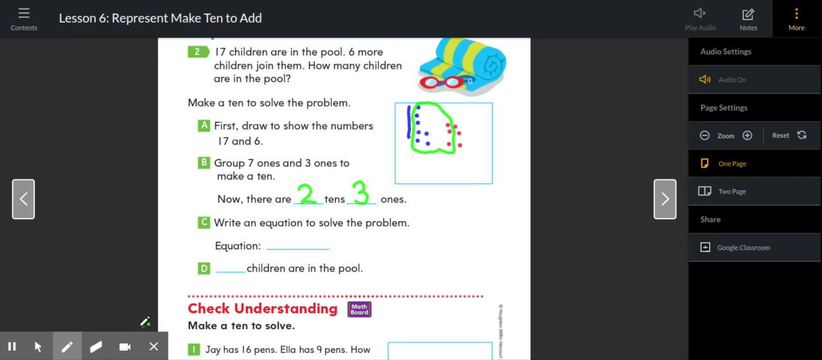So write an equation to solve the problem. I'm going to change that color. I think that green's a little hard to see. So if we have 17 and we add on 6 more kids jump in the pool, that would be the same as 23 children in the pool.